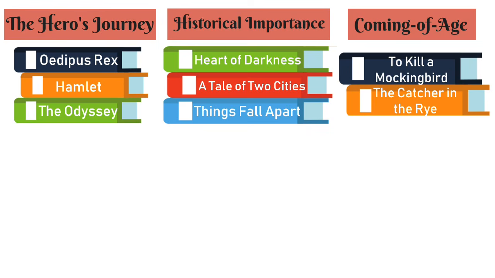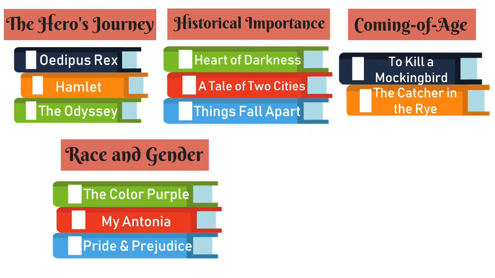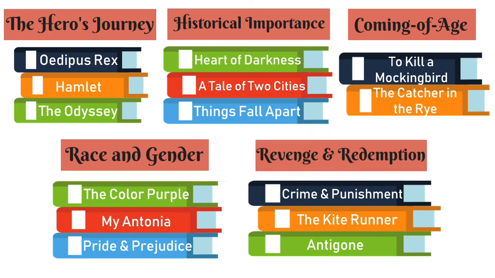Coming of age is a really popular topic for the AP Literature book essay, and a lot of books that you go through in high school align with this topic, such as To Kill a Mockingbird, so these are some easy texts that you can read to answer that prompt. Race and gender aligns with the idea of identity, self-acceptance, and oppression, which are also popular topics. And lastly, revenge and redemption. There's a lot of texts that go with this topic as well.